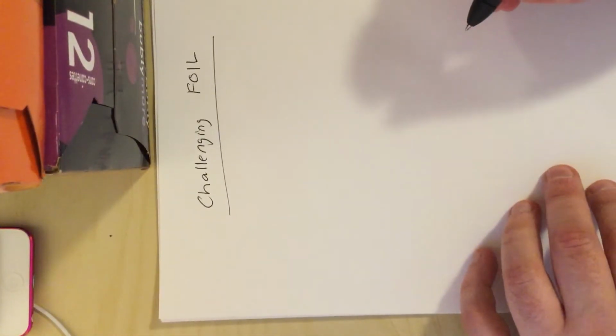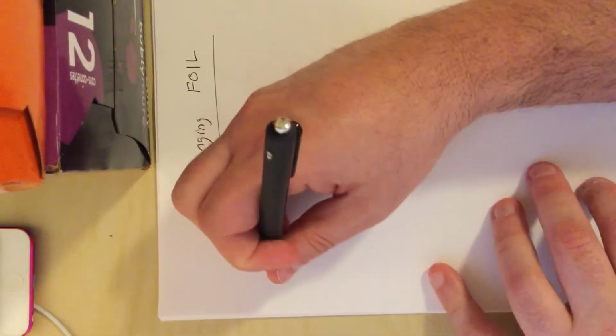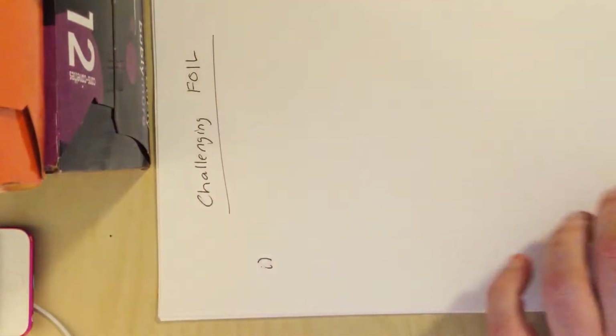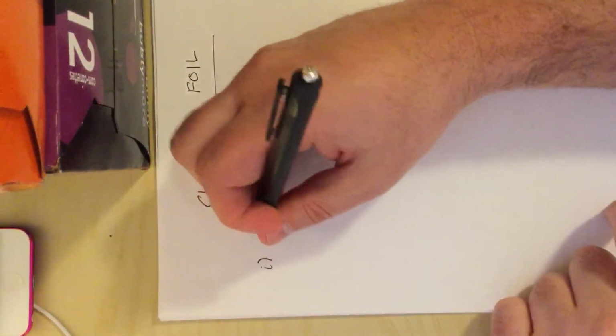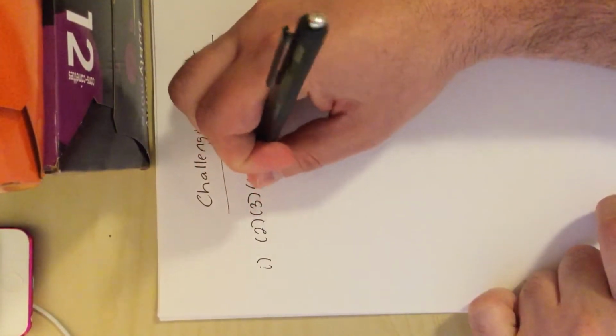We're going to do challenging FOIL questions now. So these are ones that are just more challenging. I think we were on, I'm going to start off at I because that's where we left off on the last one. And I is not going to be a real one. It's going to be kind of more of a thought one.